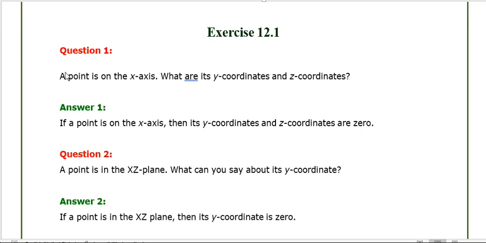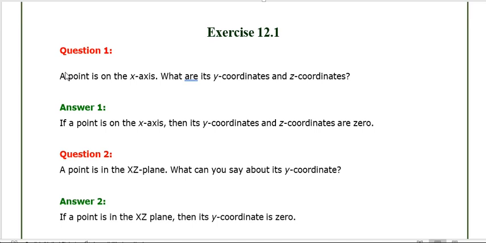I already explained what coordinate geometry is in one video I uploaded, so kindly go through that video. Then you can read a little bit of introduction from the textbook. I am directly solving this exercise 12.1, and you will realize that the sums are very easy to solve if you are familiar with that video. So kindly go through that video.